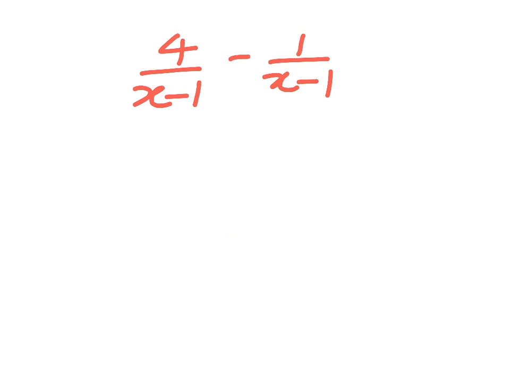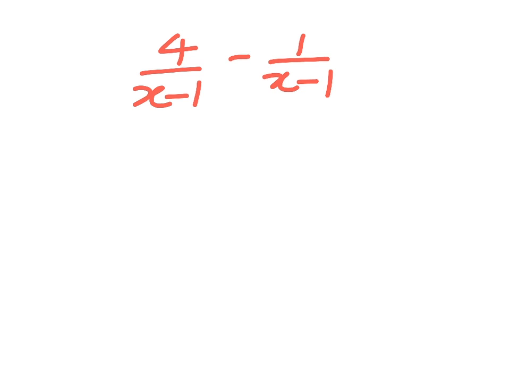Sometimes we have algebraic fractions. These are fractions that have one of the numbers represented by letters. Like in this example, we've been asked to subtract 1 over x minus 1 from 4 over x minus 1. Well, you don't really need to bother about what x is or not. All you need to do is, do they have the same denominator? Yes, they do. So this qualifies as a like fraction.